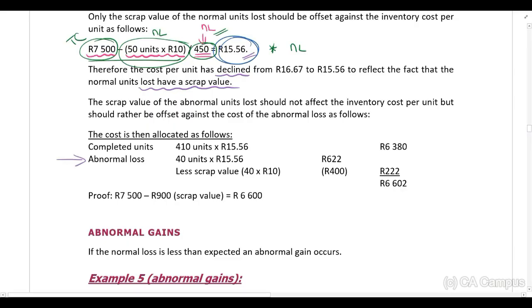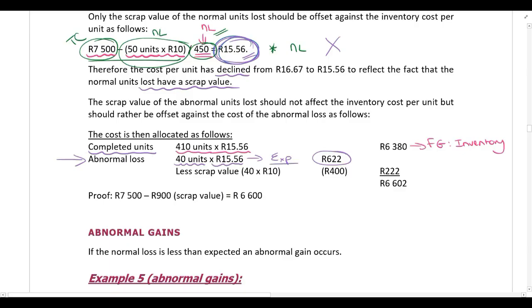how are we going to do the calculation for the abnormal loss? Now we take the 40 units which were lost and we value them at 15 Rand 56, the same 15 Rand 56 as for my completed units. I take the 410 completed units and I value them at 15 Rand 56. So this is my finished goods inventory or an asset. And my abnormal loss over here is going to be expensed. So I've got an expense there of 622 Rand. The abnormal loss does not affect the value of inventory at all. It's treated as an expense in the period.